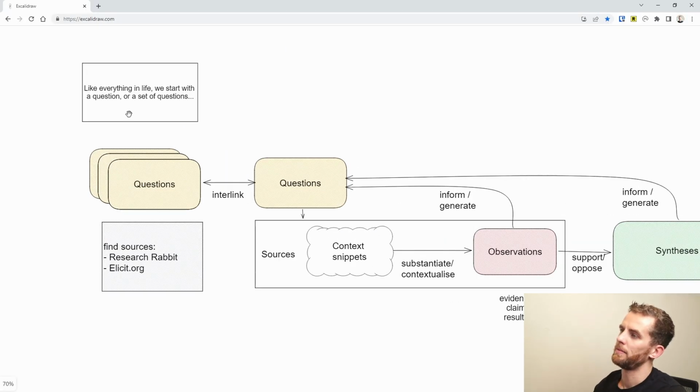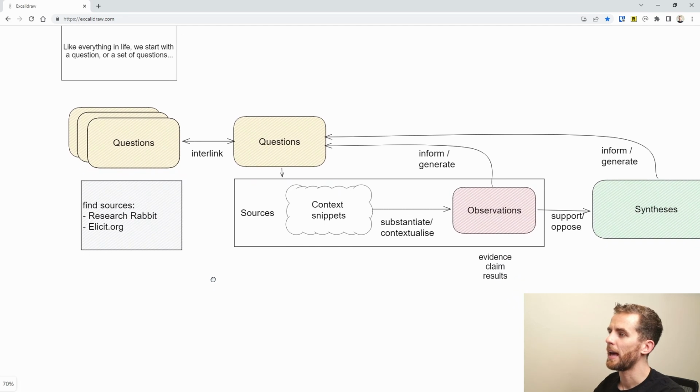So we start with a set of questions, or a question, which then breathes out, and then I go and I find sources. Now you can use Research Rabbit, elicit.org, and that then gives you a PDF. So there are my sources. I take my questions to my sources, and then I start taking snippets of information from them, and I classify those as observations. What was a claim? What was evidence? And we're going to look at this a little bit more.